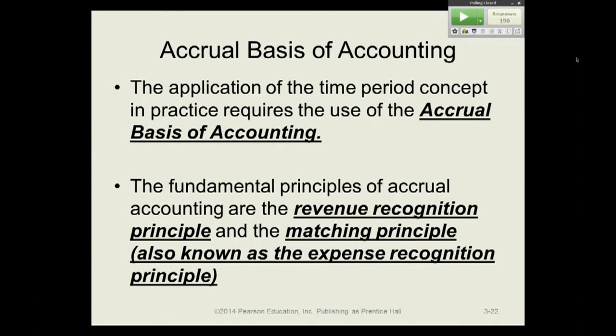Now, when we look at the accrual basis of accounting, which we did a little bit in the first learning objective, the accrual basis means that we're going to be recognizing revenue when it's earned and recognizing expenses when they are incurred. We recognize revenue under the revenue recognition principle. We recognize expenses under the expense recognition principle, sometimes known as matching. We'll show you what that means in just a second.